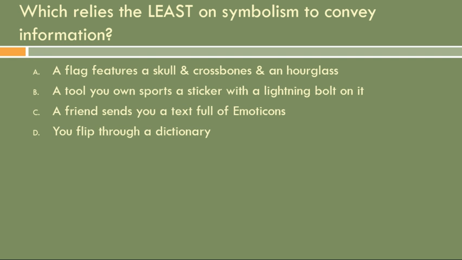Well, in this case, flipping through a dictionary is not actually going to tell you anything specific. It is a list of all of these symbols, but it doesn't actually convey any meaning to you. You're just looking up words. But when you see a flag with a skull and crossbones, that should tell you a pirate. And with the hourglass, it means you have a very limited time before piratey things happen to you. Sticker with a lightning bolt, that tells you that you have a shock risk, right?